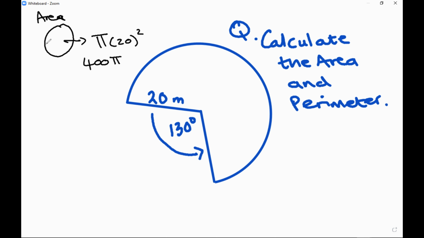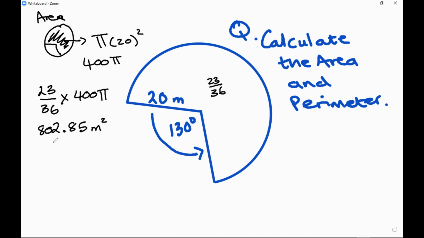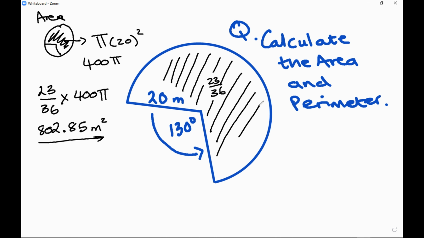I now have to take a fraction out. So I've got to write down that fraction, which we said was 23 out of 36. That's this fraction of the entire circle. And I'm going to multiply that by 400 pi. So that comes to 23 over 36 multiplied by 400 pi, which will get you 802.85 meters squared. And that will be this part over here. So this whole area over here is going to be 802.85 meters squared.